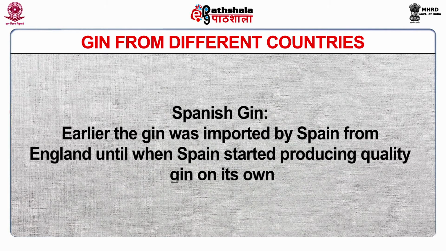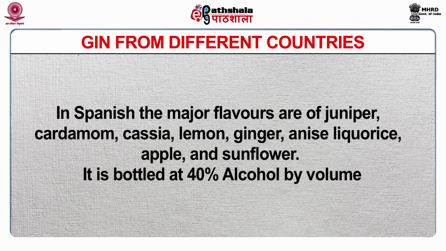The next one is Spanish gin. Earlier the gin was imported by Spain from England, until Spain started producing quality gin on its own. In Spanish gin, the major flavors are of juniper, cardamom, cassia, lemon, ginger, anise, licorice, apple and sunflower. It is bottled at 40% alcohol by volume.